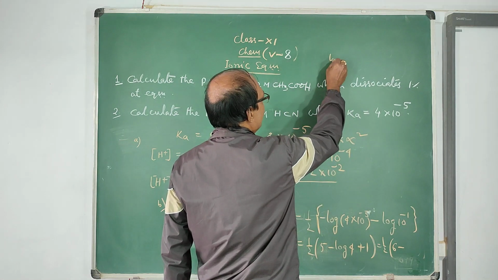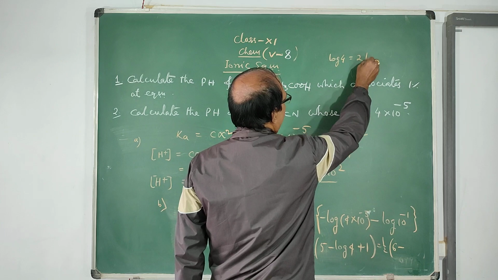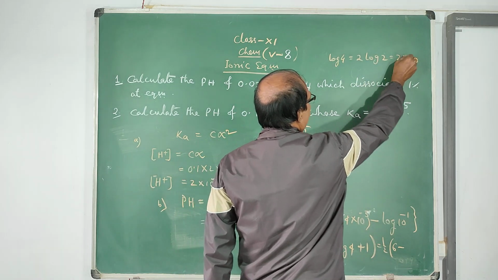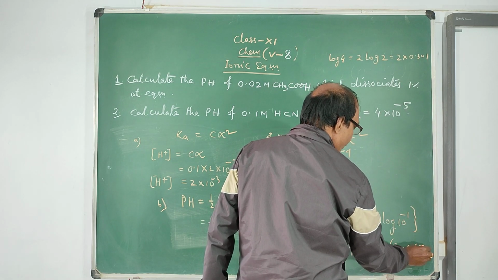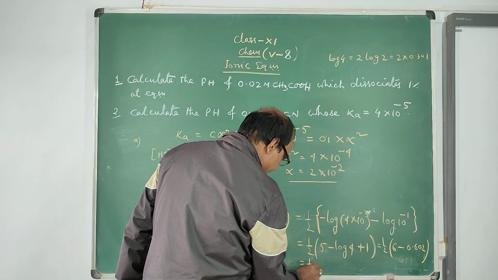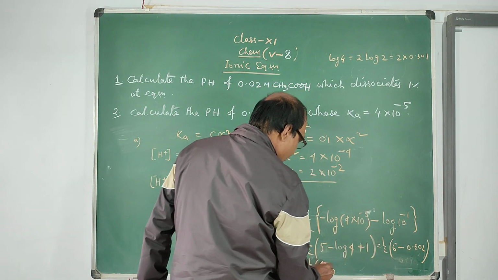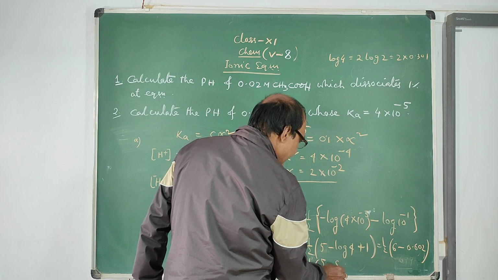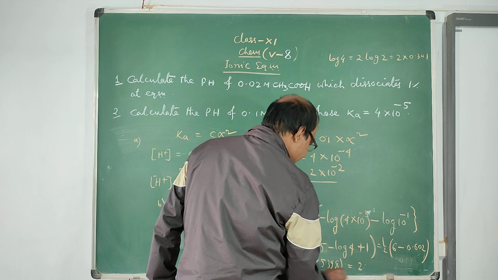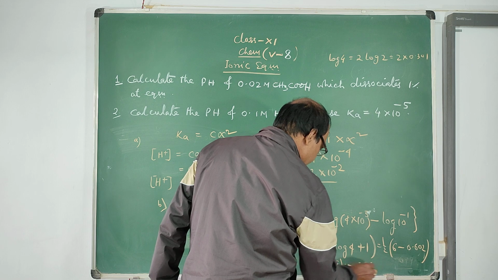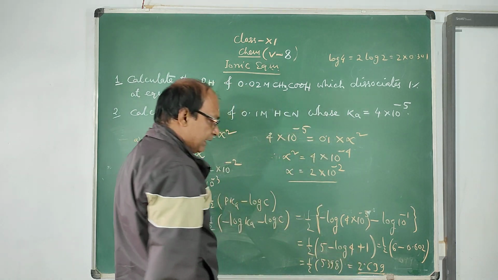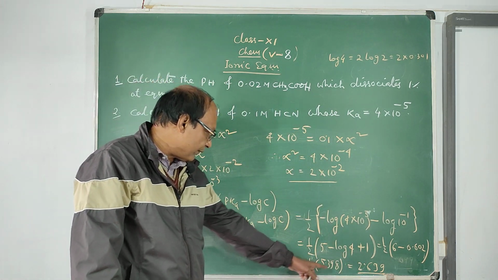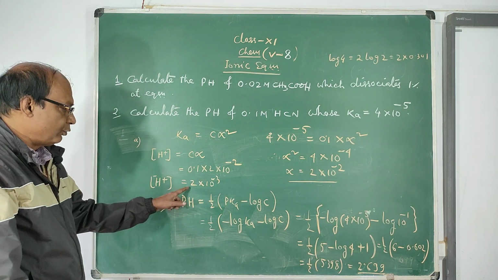Log 4 equals 2 log 2, which is 2 into 0.301, so this is equal to 0.602. Now this is equal to half into 6 minus 0.602, which is half into 5.398, equals 2.699. This is the pH. So you can apply the second method to find out the pH, or you can apply the first method to find the pH.